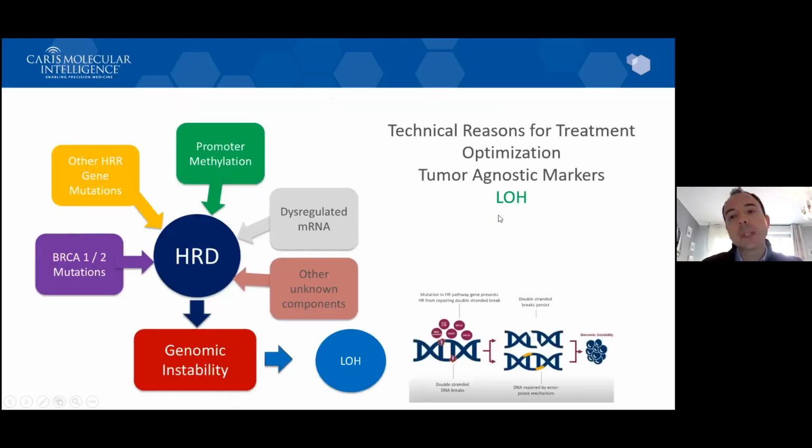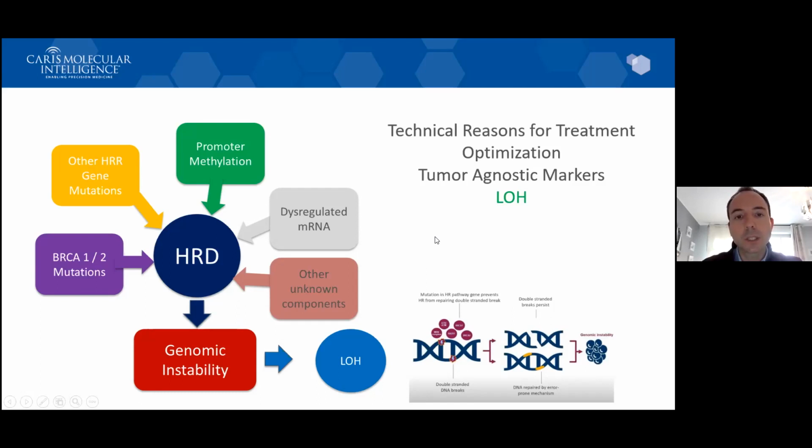Next example. Here, I have to say, this could be seen as an emerging marker, which will become more and more important, but I just wanted to touch briefly on it today. It's LOH. So all of you know what this is.